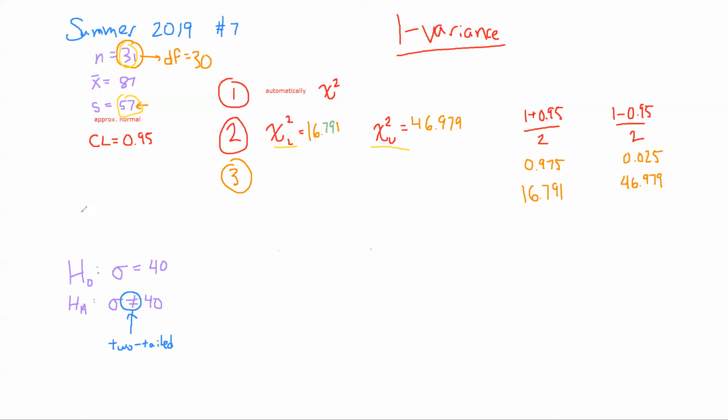As a reminder, they said at a significance level of 0.05. So that means alpha equals 0.05. Guess what? When you look up the chi-square table values for that, you're going to get 16.791 and 46.979. So I don't need to look those up again, and you might have noticed a trend here.